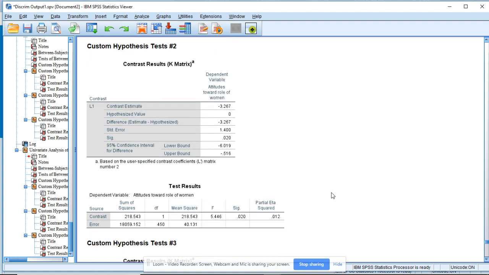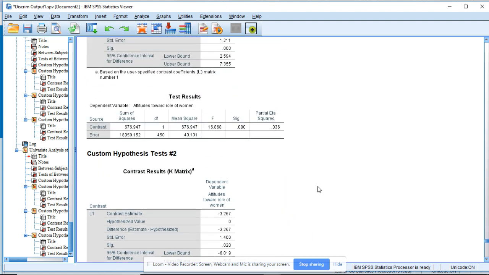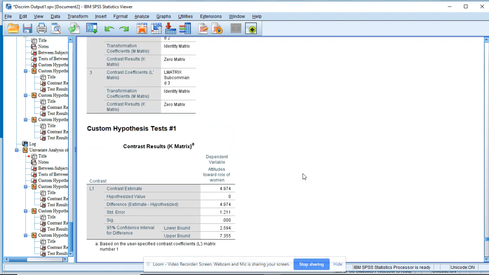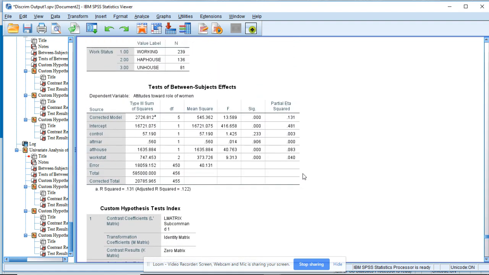Here we have, for the satisfied housewives group, 0.01. Yep, that matches. And then here for the working women on the attitude towards the role of women, partial eta squared is 0.036, which we do round to 0.04. So that matches the book in their table as well. Again, you can use those same confidence intervals.